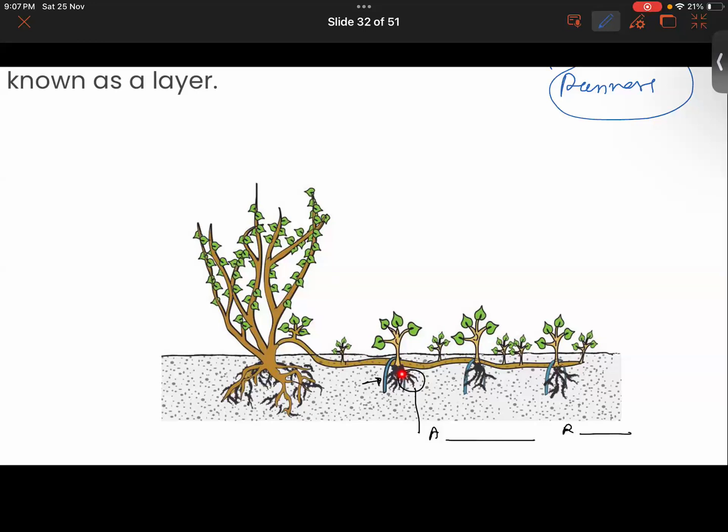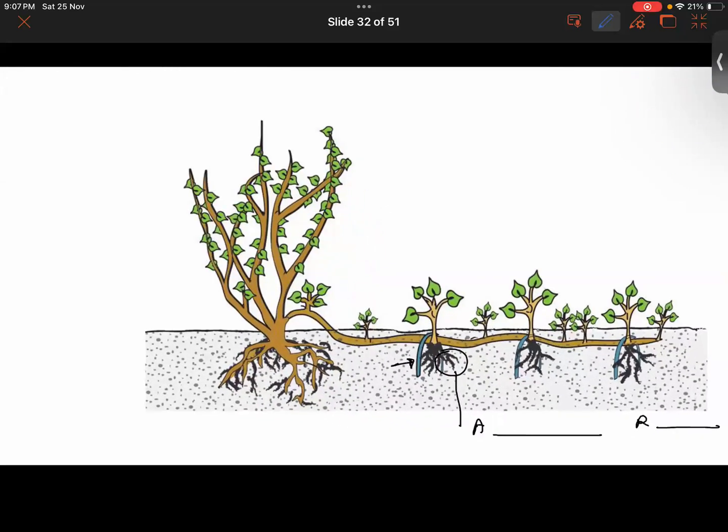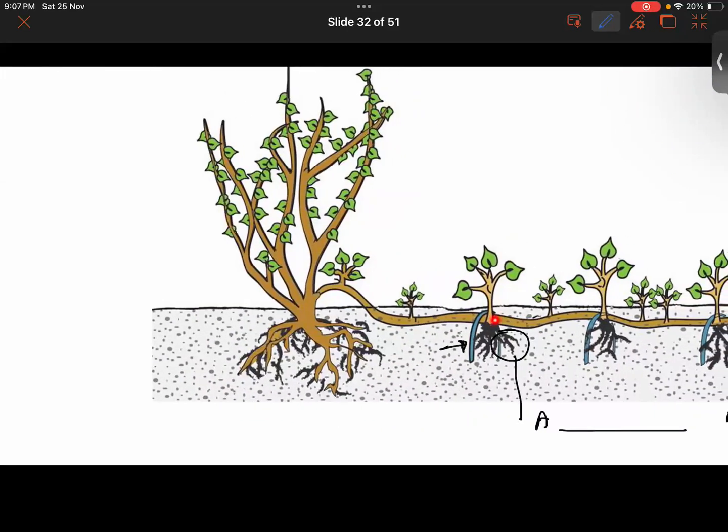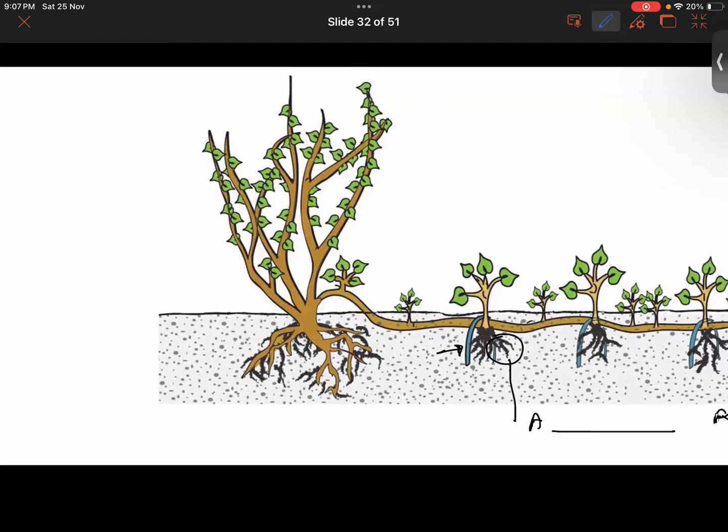So here you get to see roots growing from this part of the branch, other than the main plant roots, right? So in this type of layering, the only human intervention is that you have forcefully twisted the branch close to the ground. Otherwise, it grows naturally. Getting it now? Yes, sir.